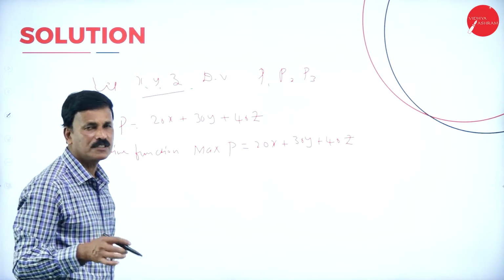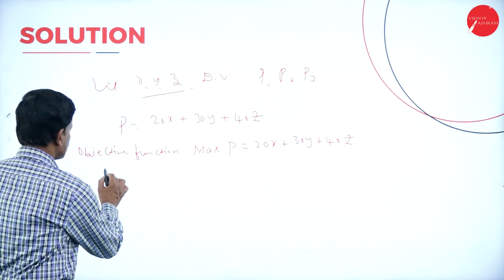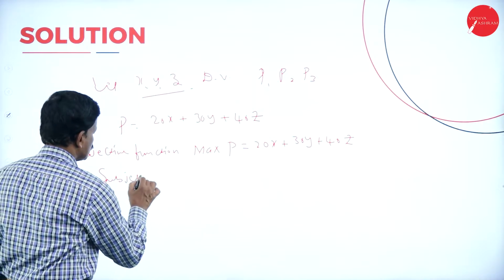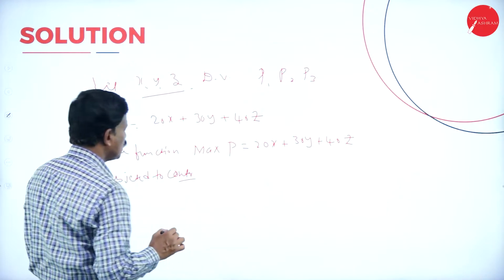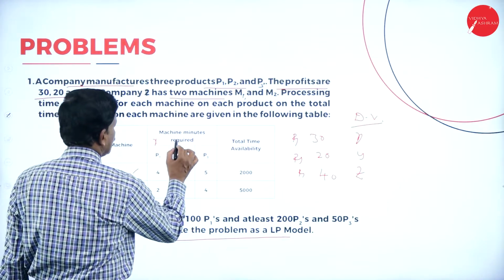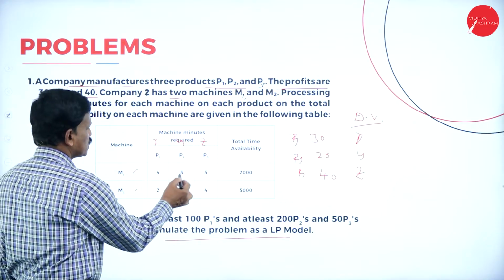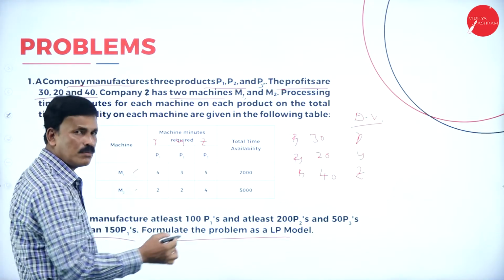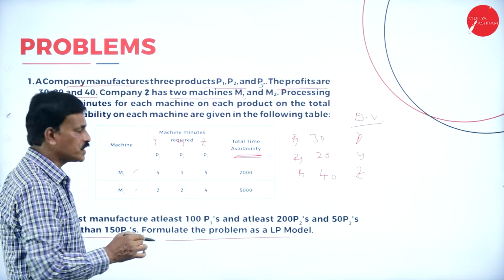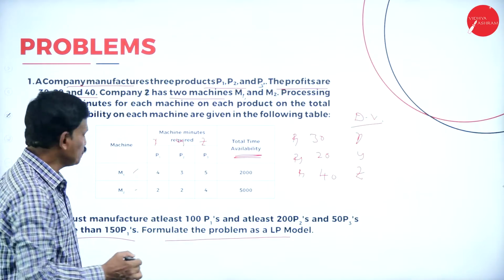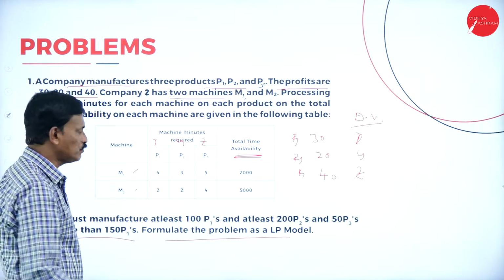This is the first condition. Now, what are the constraints? Subject to the constraints, if I call these X, Y and Z, then we get 4x plus 3y plus 5z. The maximum availability of time is 2000 minutes for machine M1, and for machine M2 the time availability is 5000 minutes.